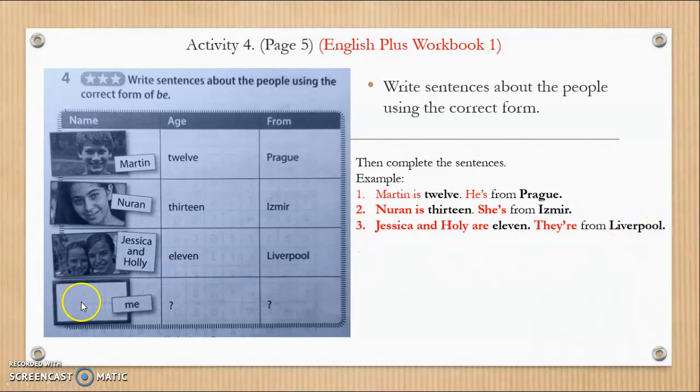So how about the fourth one? The fourth one, you write your name. What is your age? Where are you from? Alright, we are from Malaysia. I think it is better we use the name of our country, Malaysia, for them to know that we are from Malaysia. Do you understand? Okay, very good. Now next.